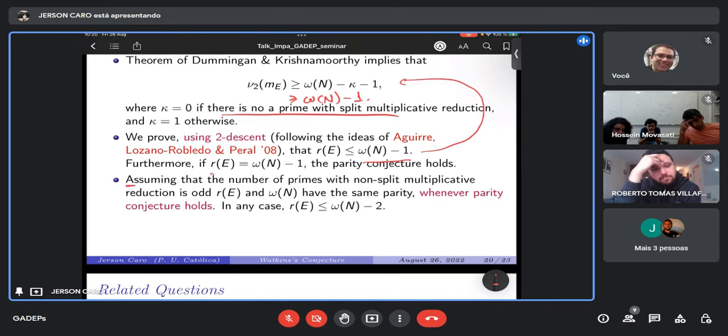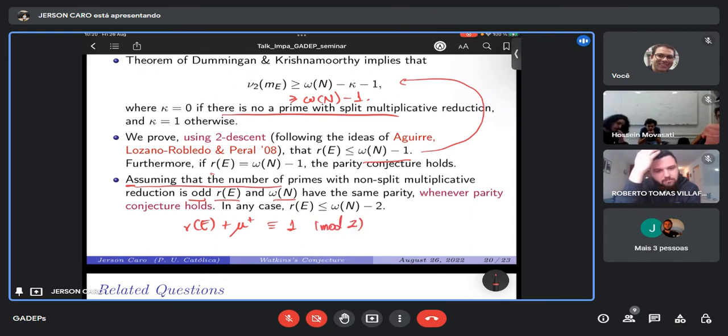And now we have to prove the second, that if the elliptic curve satisfies the second condition, we have Watkins conjecture. So assume that the number of primes with non-split multiplicative reduction is odd. And we have that Re and omega n have the same parity. And how is that? Because I said before that Re plus mu plus is congruent to 1 mod 2.